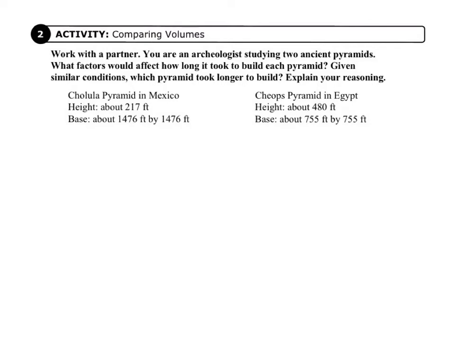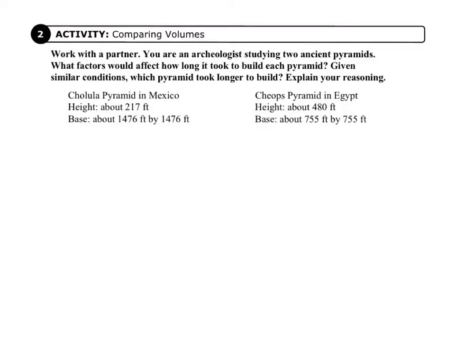We'll be skipping activity 1 for now and going to activity 2, comparing volumes. You are an archaeologist studying 2 ancient pyramids. What factors would affect how long it took to build each pyramid? Giving similar conditions, which pyramid took longer to build? Explain your reasoning. So we're comparing the Cholula Pyramid in Mexico and the Cheops Pyramid in Egypt.